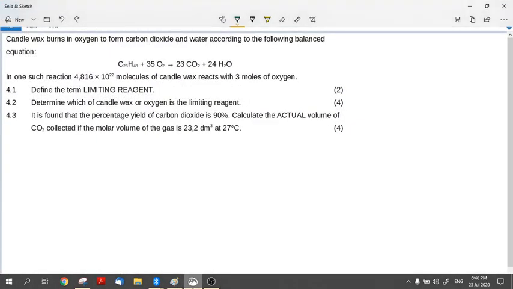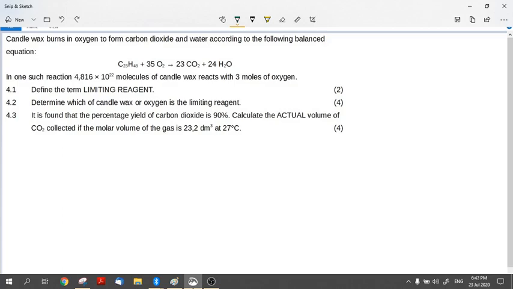Okay, I want to have a look at this question here from your class test. It says candle wax burns in oxygen to form carbon dioxide and water according to the following balanced equation. So this is the exciting formula for candle wax, plus 35 oxygen goes to 23 carbon dioxide and 24 water. We know if we ever burn anything in oxygen, we call it combustion. So this is the combustion of candle wax.